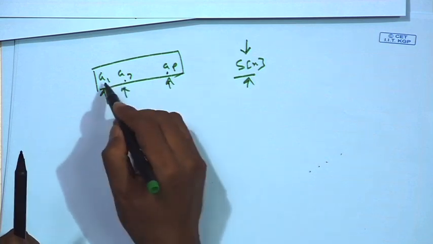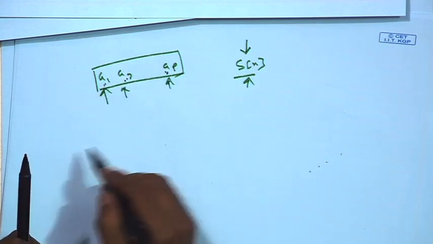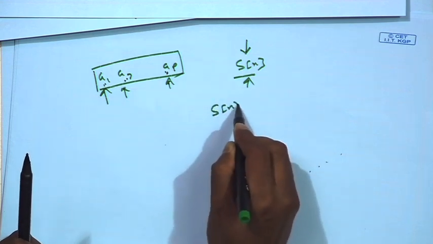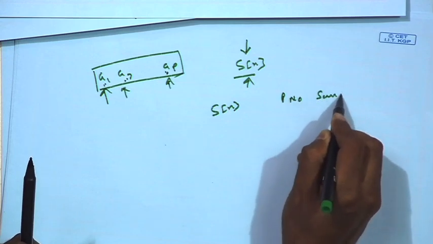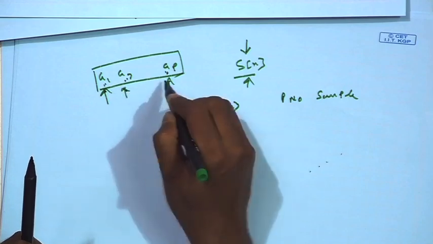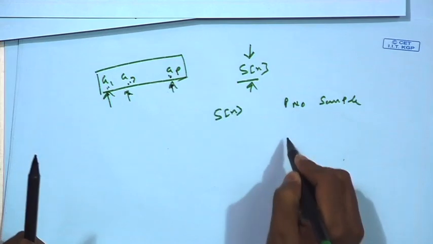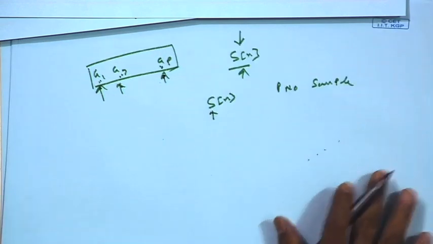So, there are two problems. One is that I can generate S n if I know a 1, a 2, a p. Suppose I do not know a 1, a 2, a p; if I know the current sample and the previous p number of samples, then I am able to find the values of a 1, a 2, a p for which my prediction is 100% correct.